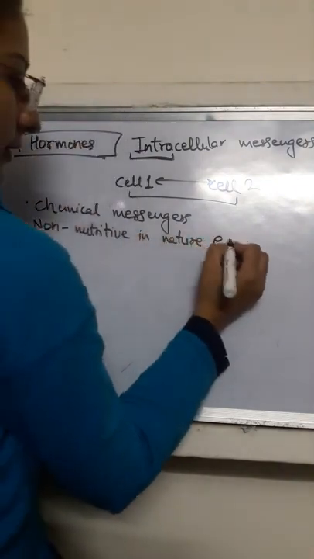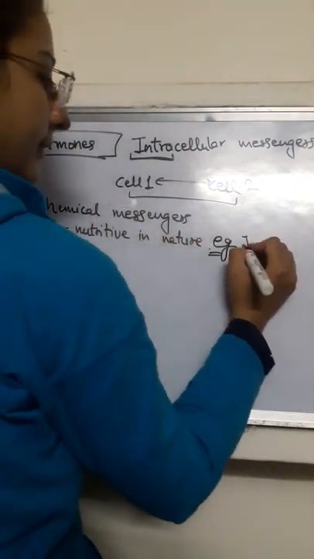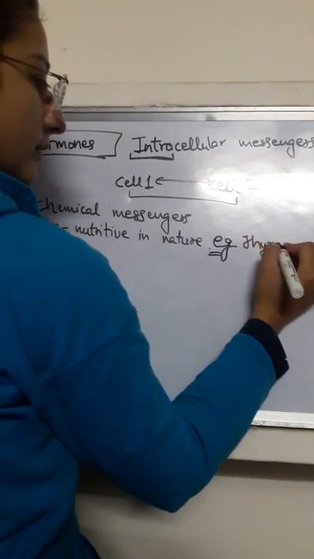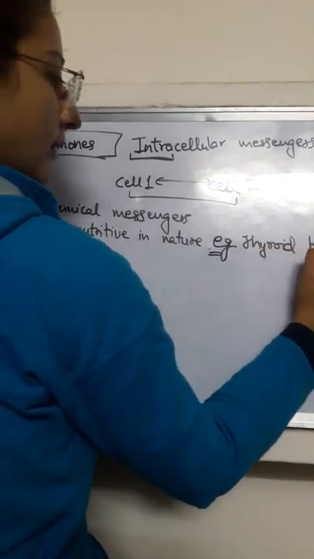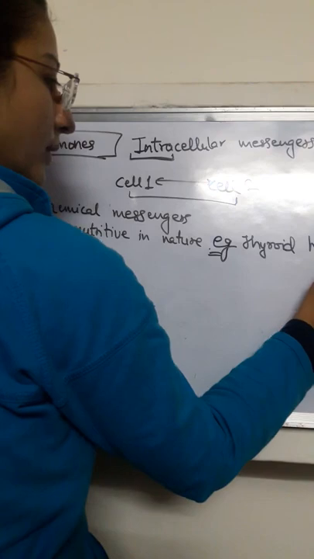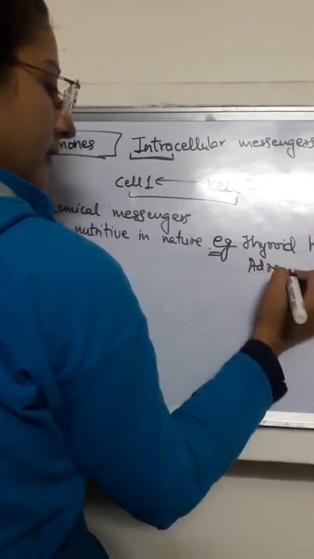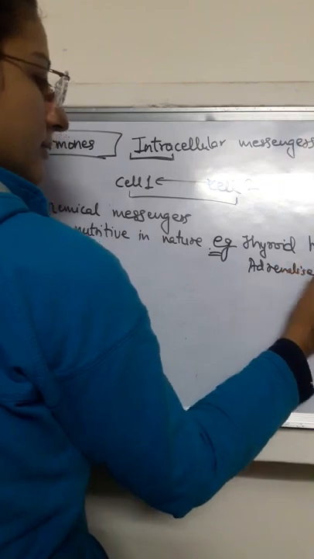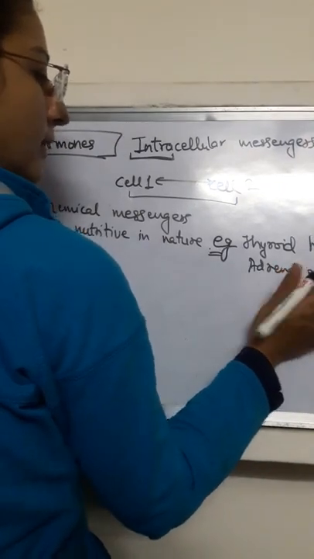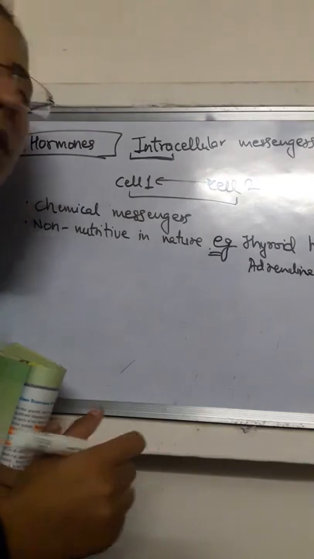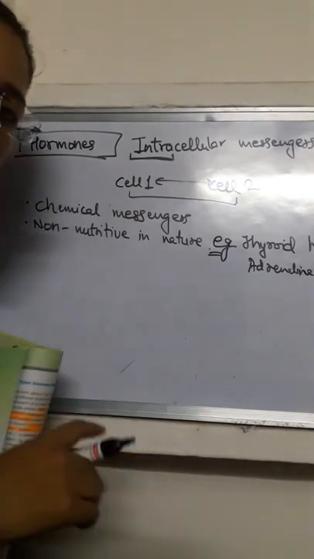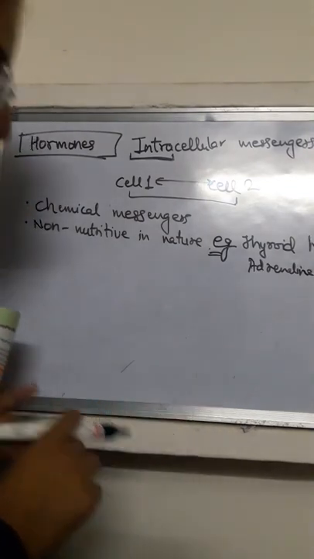Examples of hormones are thyroid hormones, adrenaline, etc. We will discuss these hormones in the subsequent sections.